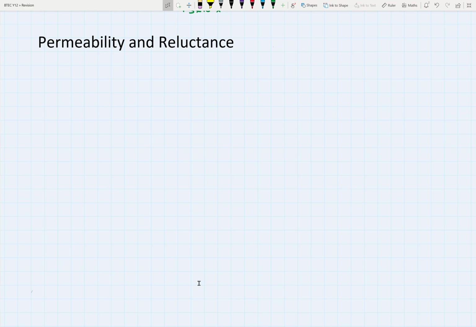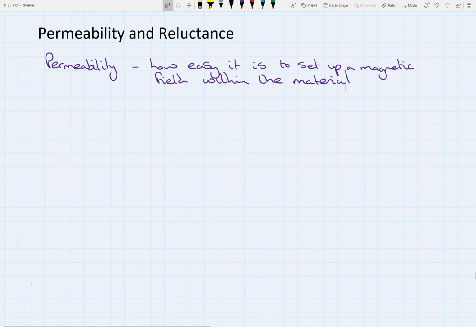In this video, we're going to look at permeability and reluctance. Okay, so let's first of all define what permeability is. We can express it in terms of our flux density divided by our field strength. So flux density divided by field strength.